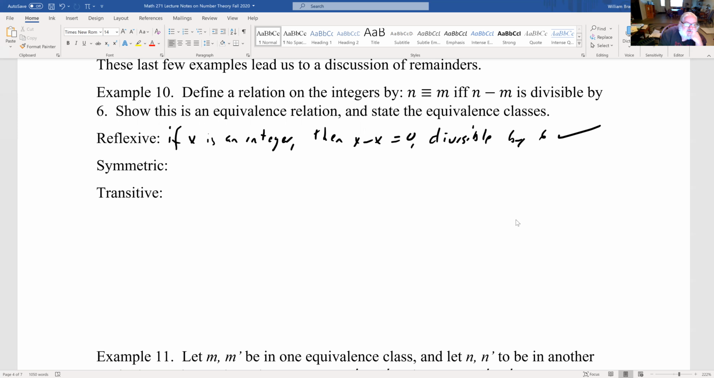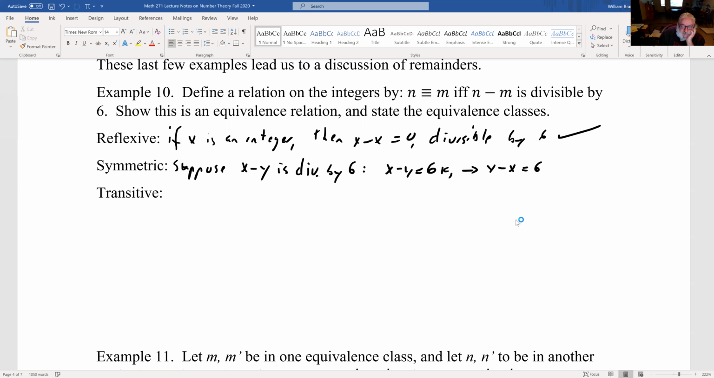So it's reflexive. Symmetric: suppose x minus y is divisible by 6. What that means is x minus y is 6 times k for some integer k. But then what do we have? Well, y minus x equals 6 times minus k, right? If you multiply both sides by minus 1, the left side becomes y minus x, the right side becomes 6 times minus k, but that tells me that y minus x is divisible by 6 because it's 6 times some integer. So it's symmetric, right? If x minus y is divisible by 6, so is y minus x.